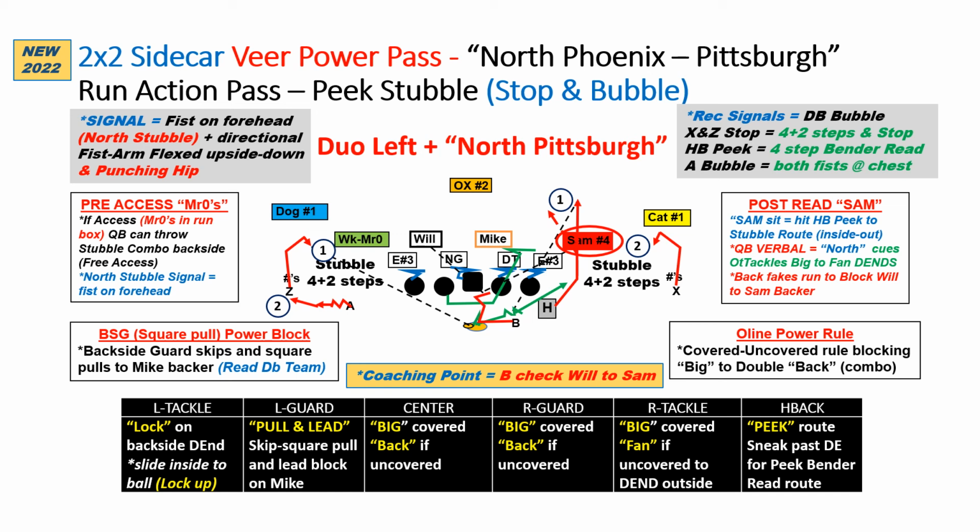Again, if he has pre-snap access weak, he can go ahead and do his ride and come back and go 1-2 stop route to bubble to the Z and the A. You can see now it's a simple way, if you're a power gap team primarily, to add triple option type concepts, but keep the offensive line doing power blocking all the way.